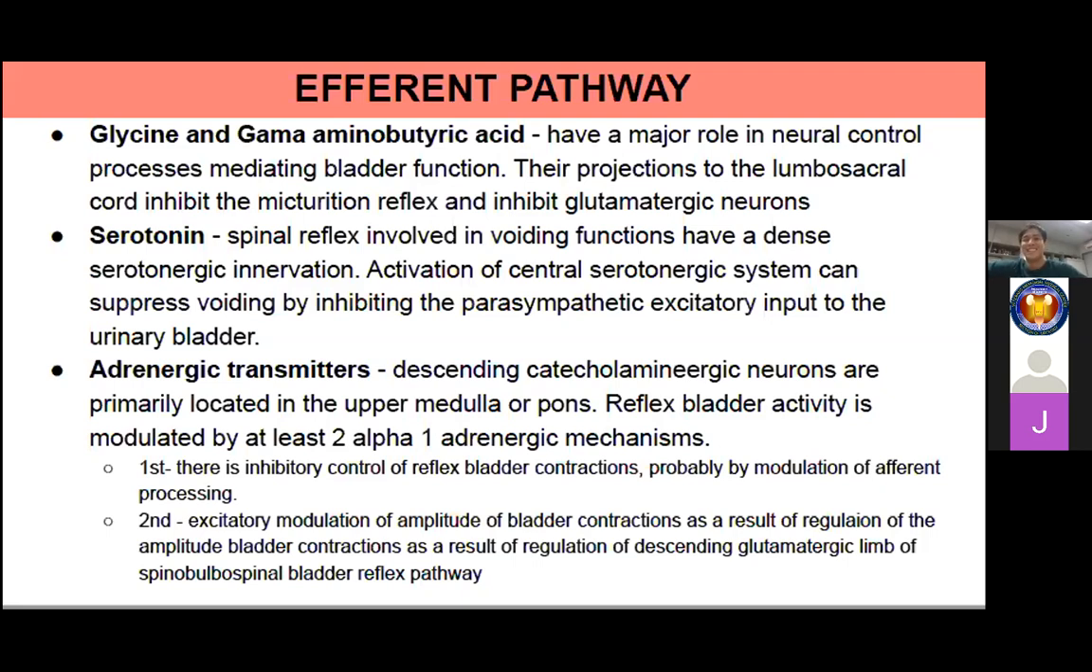Another one is serotonin. Its spinal reflex involved in voiding functions have a dense innervation. Activation can suppress voiding by inhibiting the parasympathetic excitatory input to the urinary bladder. Another one is the adrenergic transmitters. Descending catecholaminergic neurons are primarily located in the upper medulla or pons. Reflex bladder activity is modulated by at least two alpha and one beta adrenergic mechanisms. Next, please.